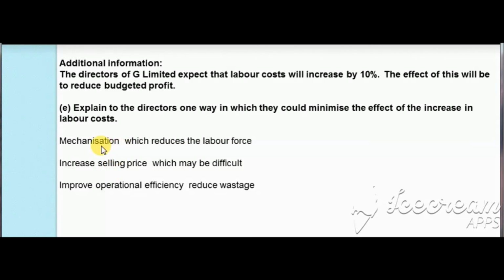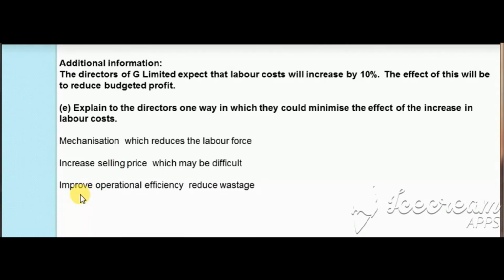First is mechanization, which reduces the labor force. That is, if they go for automation, naturally the number of laborers required will be less, and as the number of laborers required is less, hence the labor cost will be less, and this will have minimum effect on the profit. And increase selling price, that is, with the increase in selling price, the overall increase in the cost of production can be cancelled and will have minimum effect on the profit.